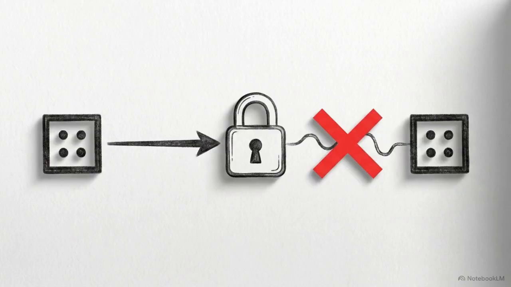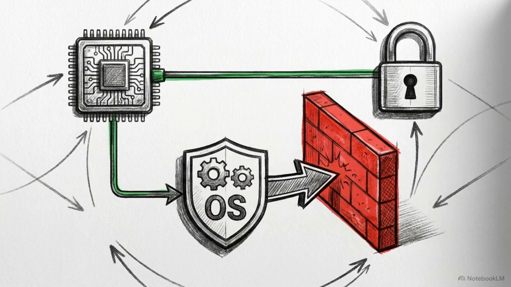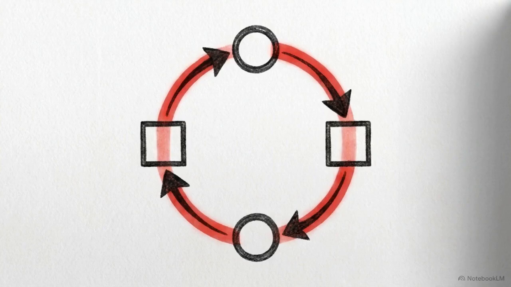The first two are mutual exclusion, where a resource is inherently non-shareable, and hold and wait, where a thread retains its current resources while actively requesting new ones. The final two are no preemption, meaning the operating system cannot forcefully strip a resource from a thread, and a circular wait, a closed chain of thread dependencies.